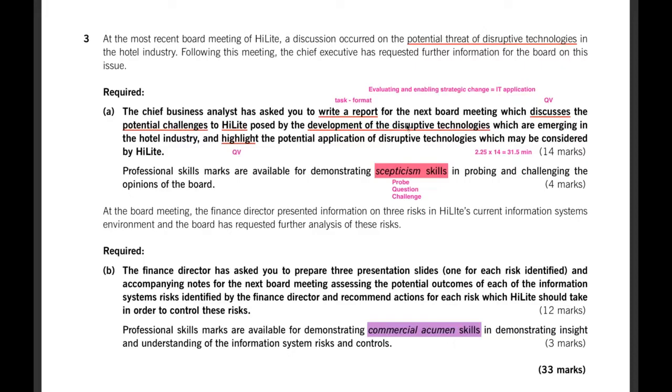Okay, remember your points here. Report is on what? Discusses the potential challenge posed by this disruptive technology, and then after that, highlight potential application of disruptive technologies which may be considered by highlight. So basically how highlight can take advantage of this for them. So make sure when you answer you address both of these particular question verbs.